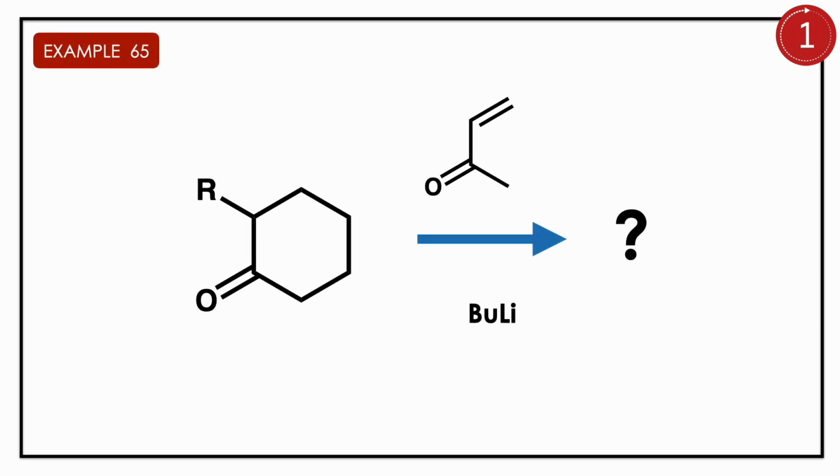Then the next example, you have cyclohexanone. First position you have alkyl group. You are reacting with alpha, beta unsaturated ketone with butyl lithium. You should find what will be the final product.